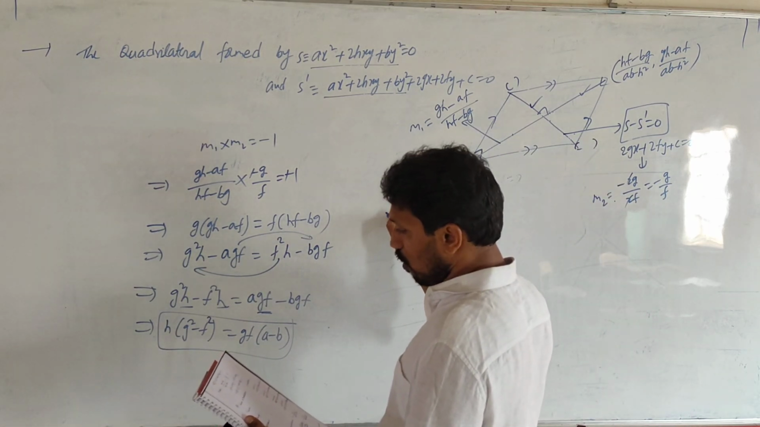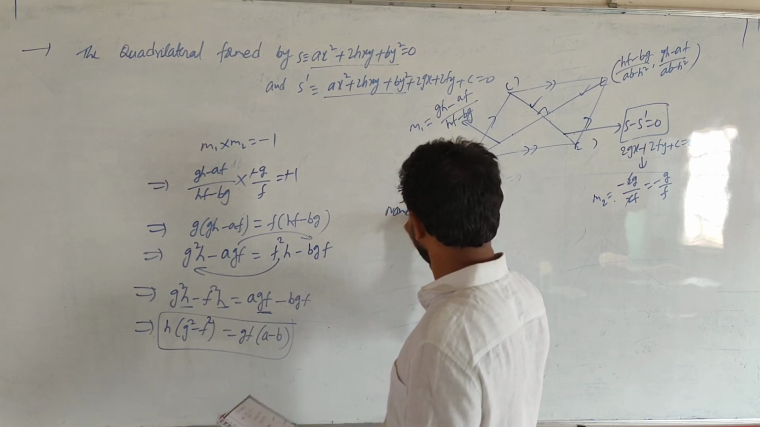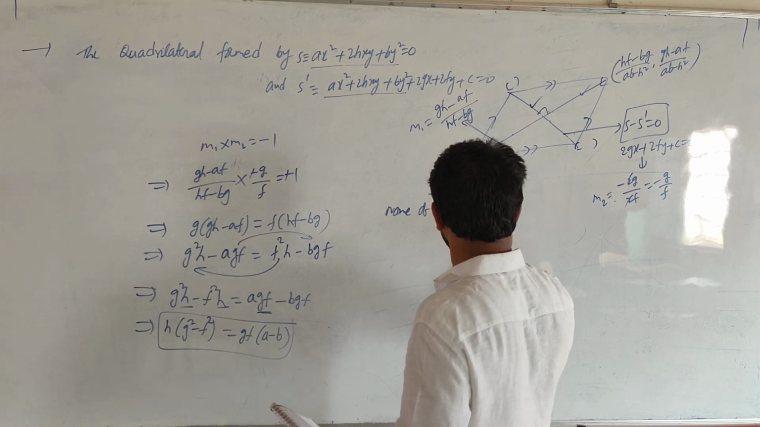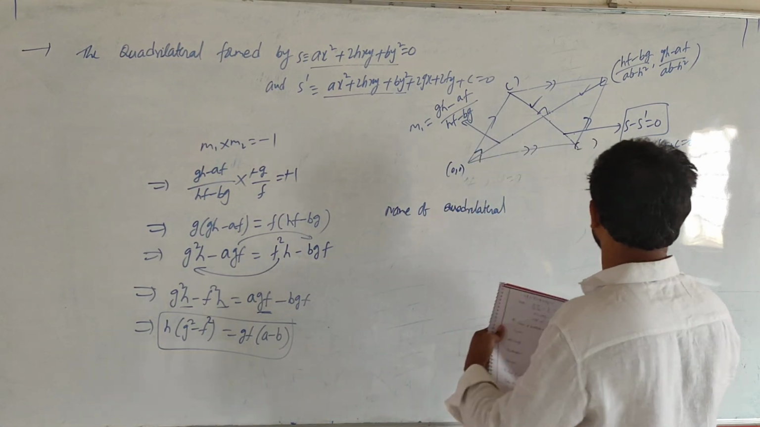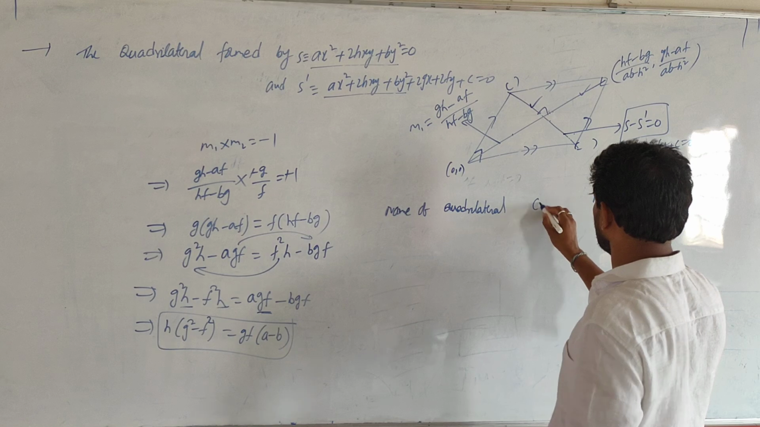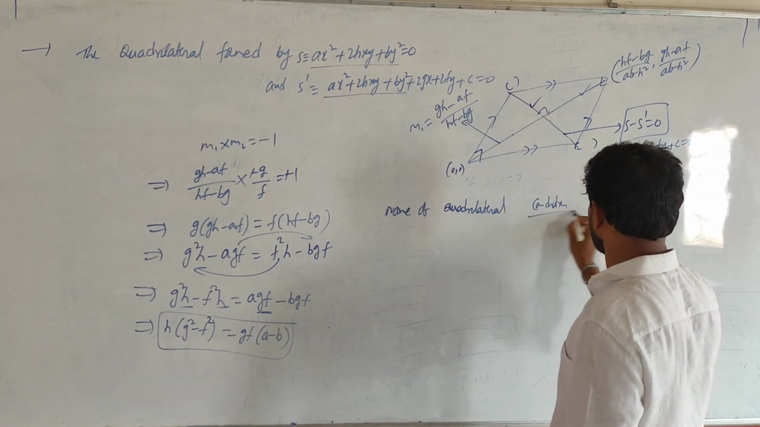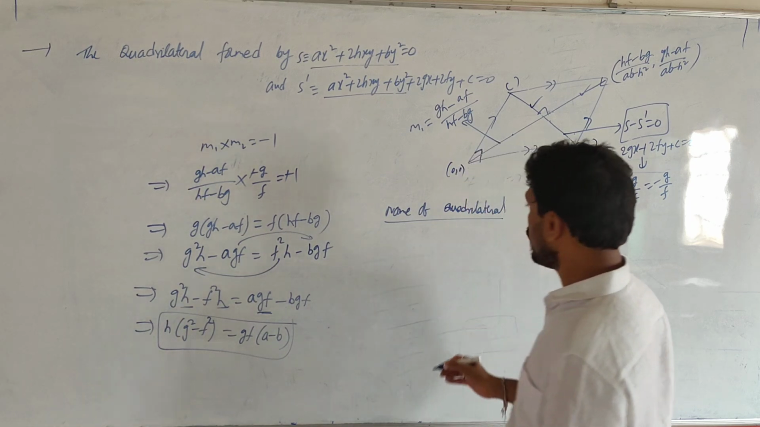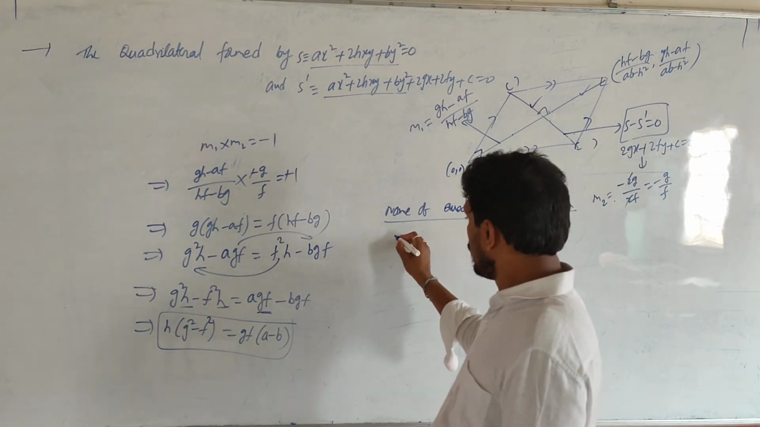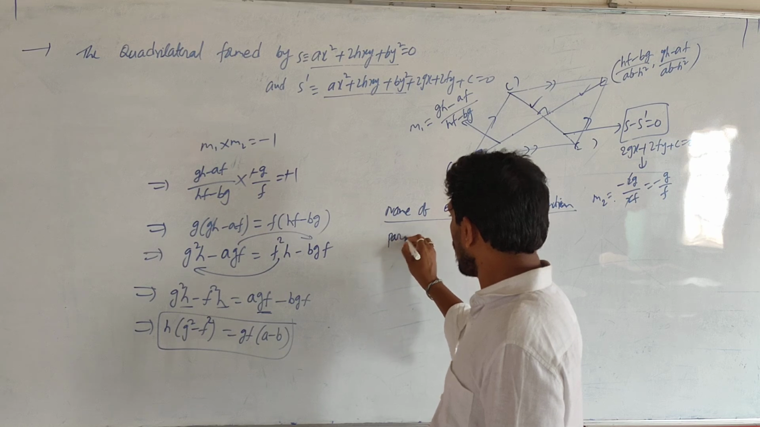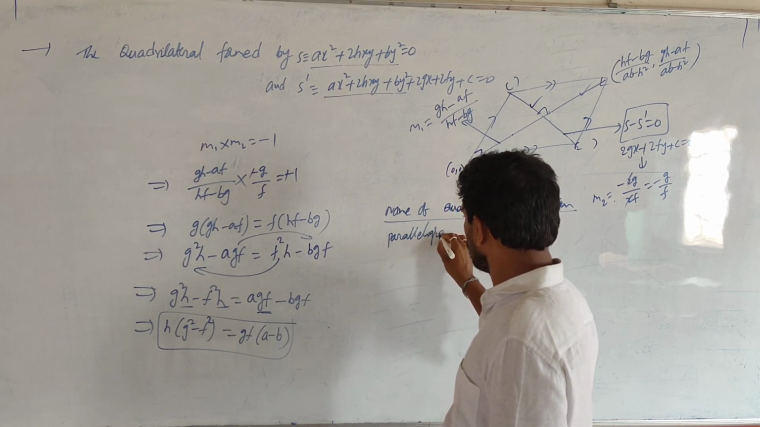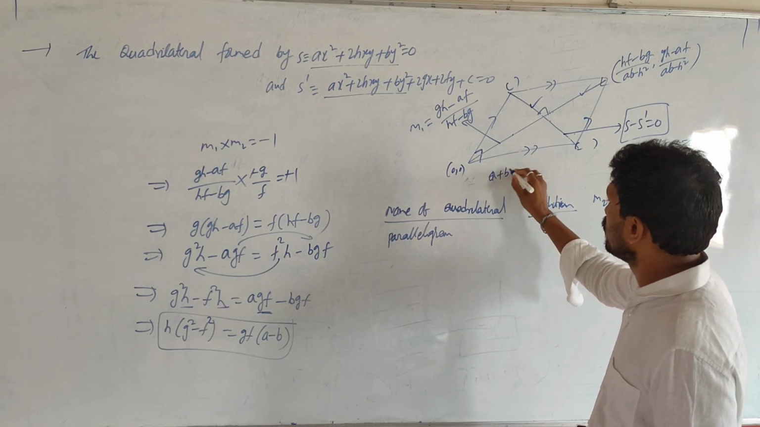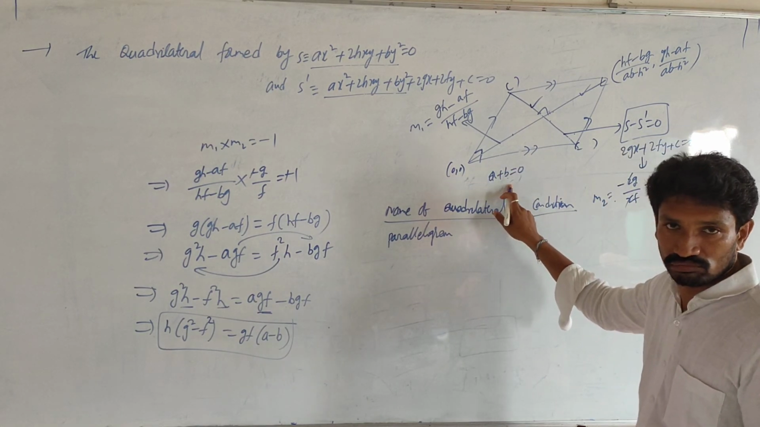See, name of quadrilateral you write here, and the condition. See here, it is just a parallelogram. Parallelogram means a plus b is not equal to 0.